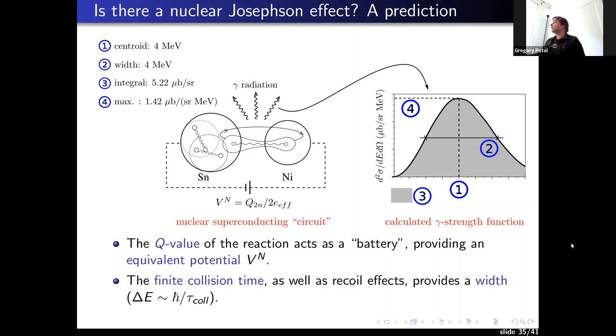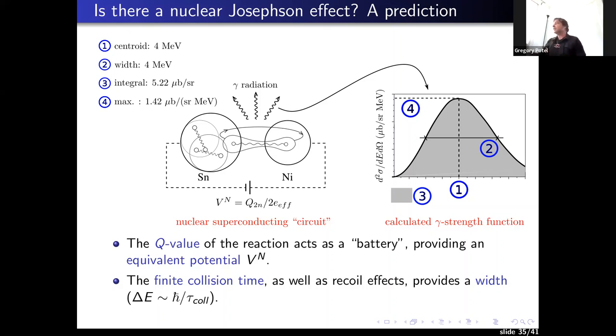The integral cross-section is 5.22 microbarn per steradian. The reason that it's per steradian is because that corresponds to the detection of the tin at 140 degrees, which is the experimental setup. The maximum of that strength function is at 1.42 microbarn, and it has a width. It's not a delta function. So in this case, the Josephson radiation does not have exactly the Josephson frequency.